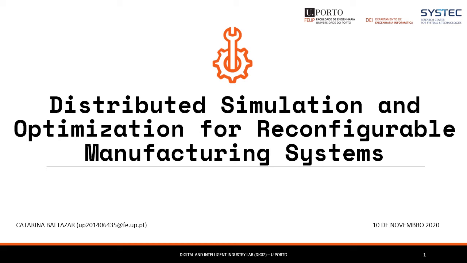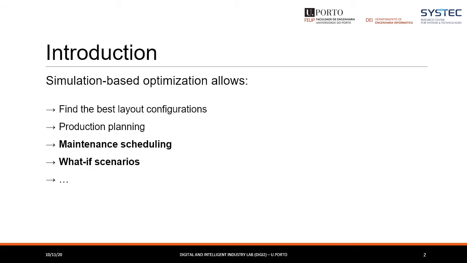Hello everyone. Today I'll be talking a little bit about a distributed simulation and optimization system that can be applied for reconfigurable manufacturing systems. Simulation-based optimization allows several things, such as final-based layout configurations, production planning, maintenance scheduling, and evaluation of what-if scenarios. The points in bold are the ones that are going to be present throughout this presentation.